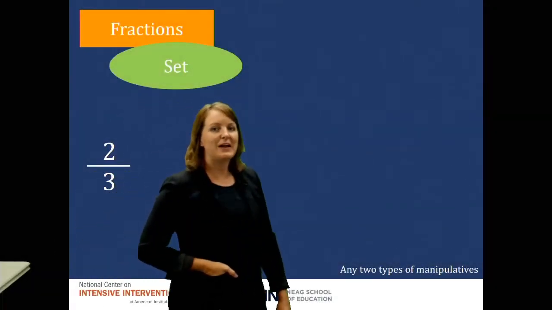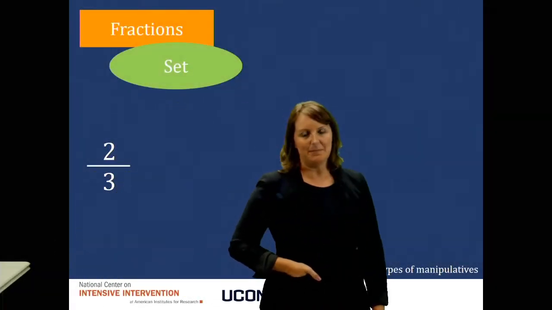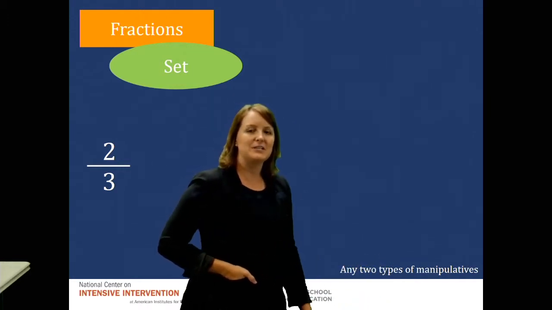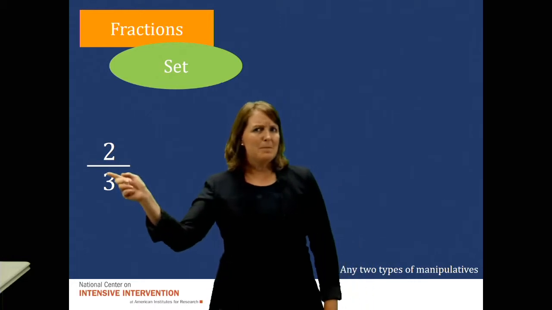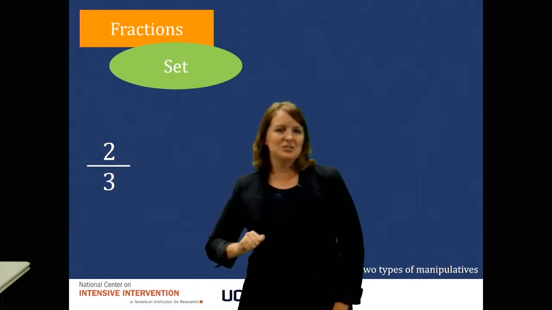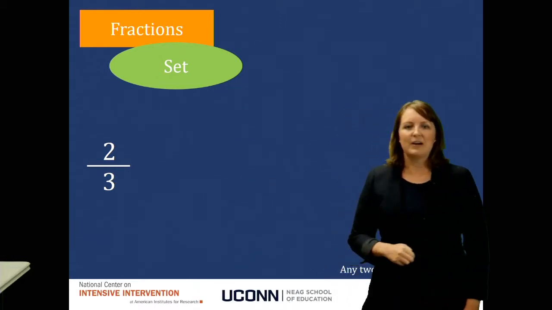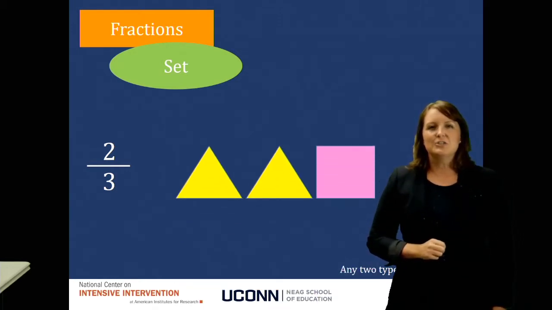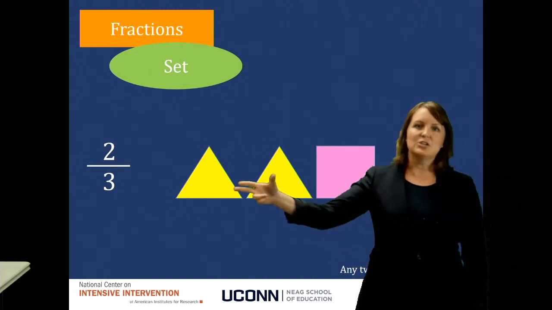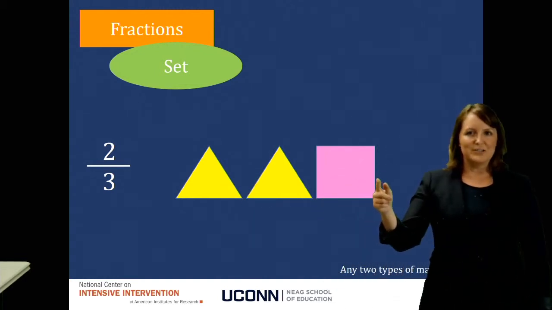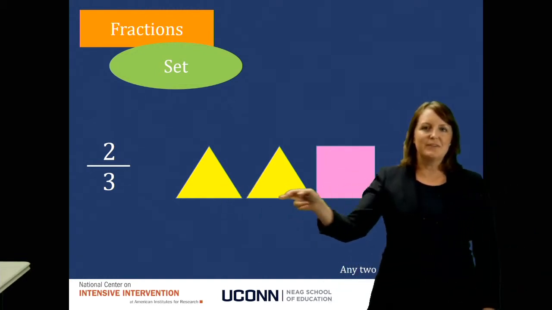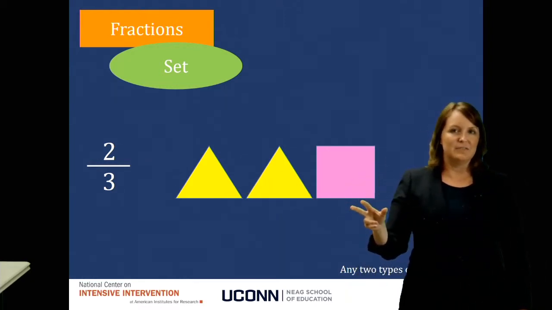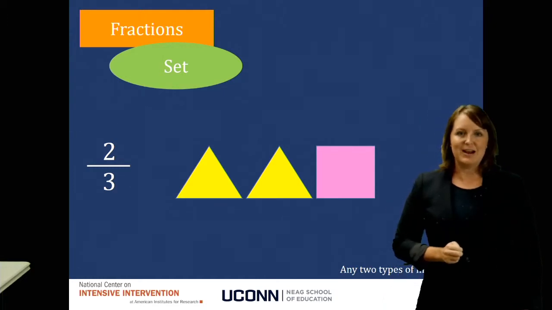Now let's talk about the final model of fractions, the set model of fractions. And the set model of fractions works with any 2 different types of manipulatives. And I'm going to go back to my very favorite fraction 2/3, and I'm going to show this fraction 2/3 with triangles and a square. So if I want to show this with triangles and a square, I could show 2 triangles and 1 square. So this represents the fraction 2/3 because 2/3 of this set are represented by the triangles.